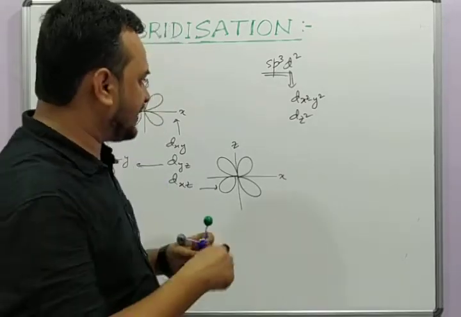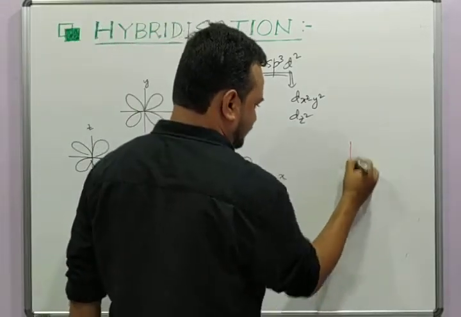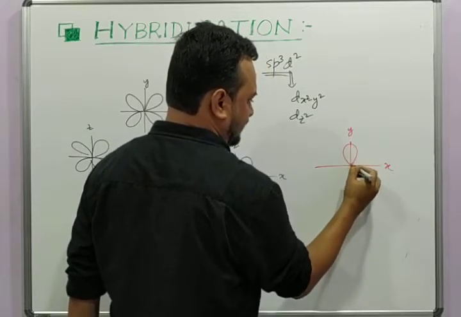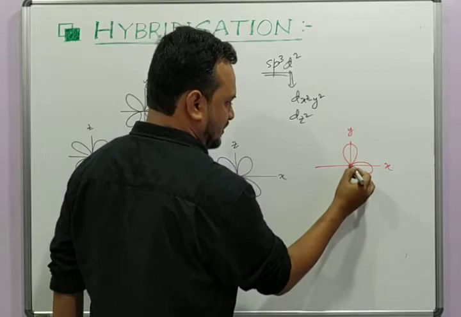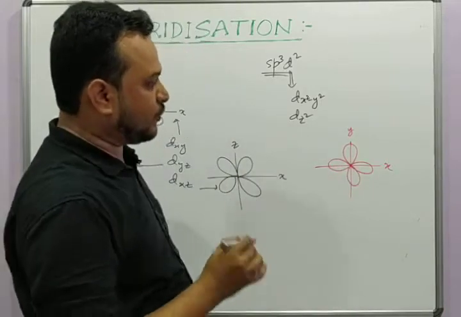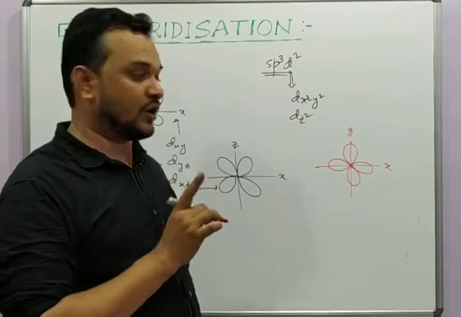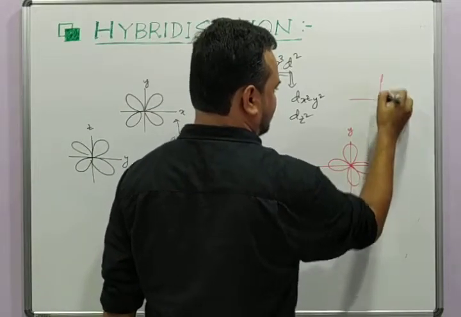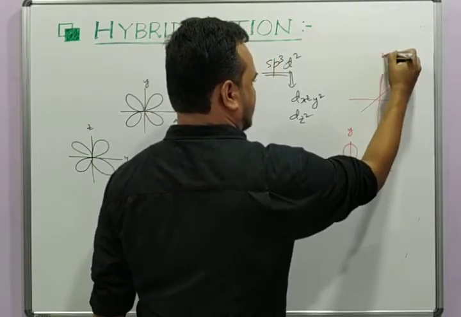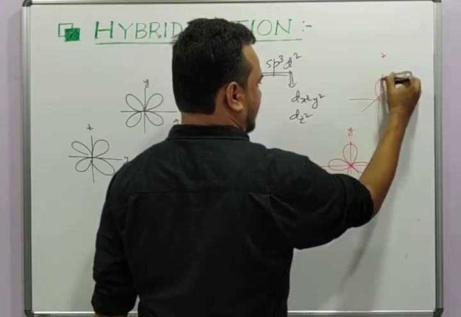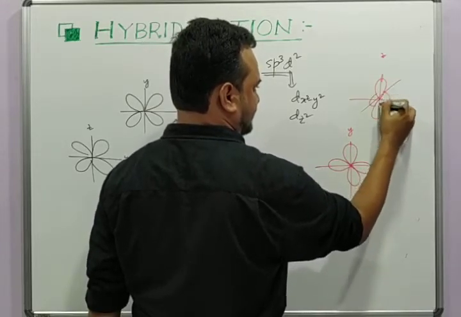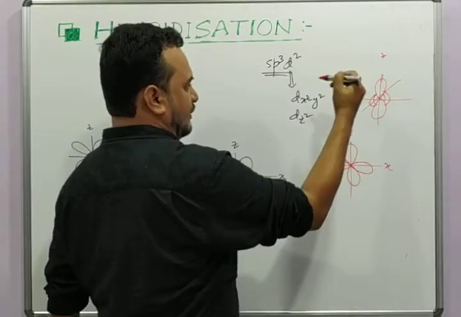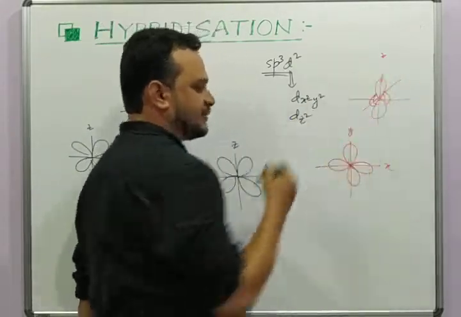But if you take dx square minus y square, the d orbital looks like this. That is, the lobes are oriented along the axis, not in between. Similarly, if you take dz square, if this is the z axis, then it looks like this. That is the probability density that is oriented along the z axis and in the xy plane.